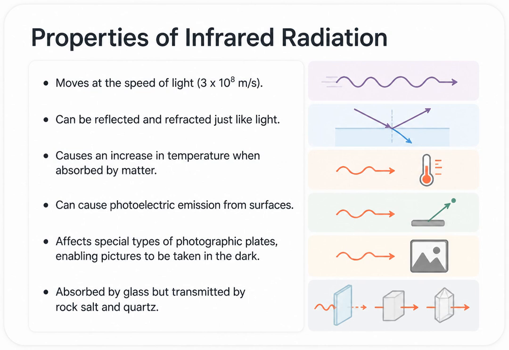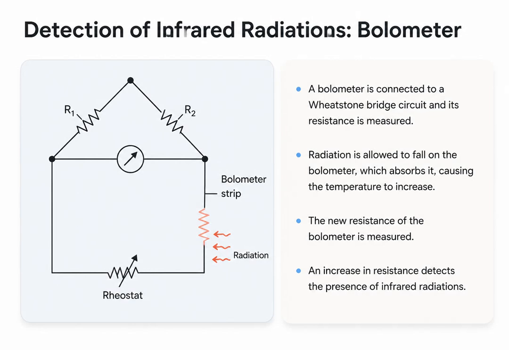Interestingly, while visible light passes through glass, infrared is largely absorbed by it, but it easily transmits through materials like rock salt and quartz. So how do we detect infrared radiation? We can't see it. One instrument is the bolometer.